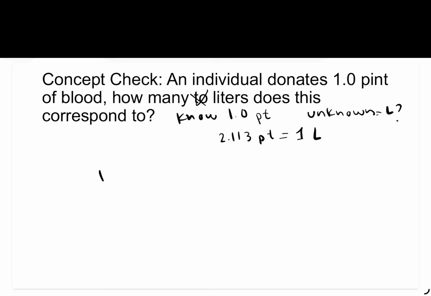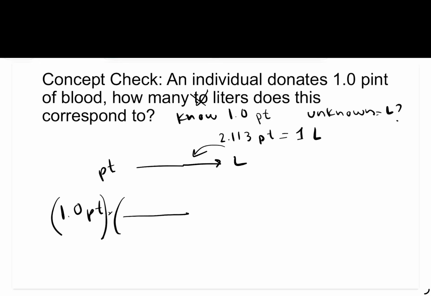My concept map is to go from pints to liters. That is the equivalent statement on the top. So I'll be starting with 1.0 pint. And I'm going to put liter on the top because that's what I want, and pint on the bottom because that is what I want to cancel out. So 1 liter on the top and 2.113 pints on the bottom. I'm going to check my units. Pints cancel, keep the liters, and liters will be in my final answer.